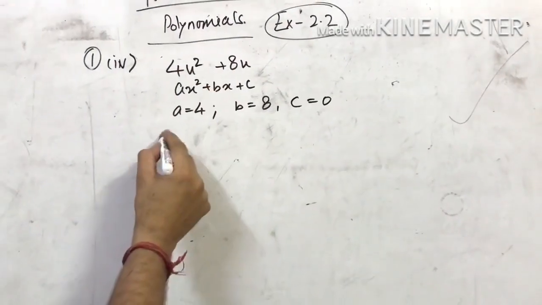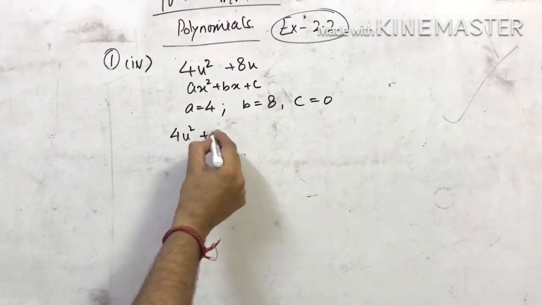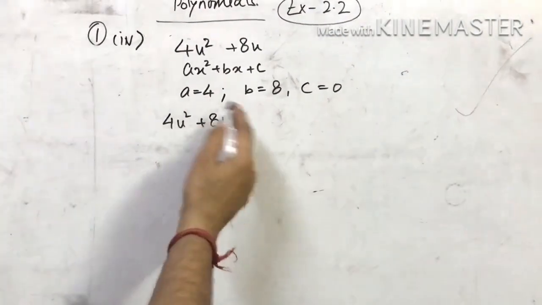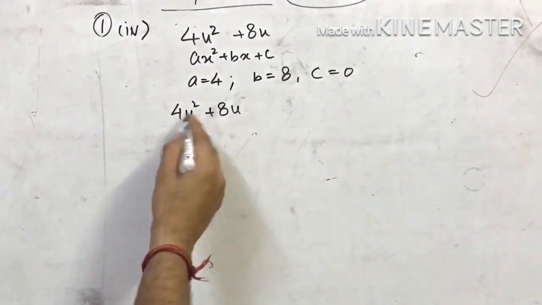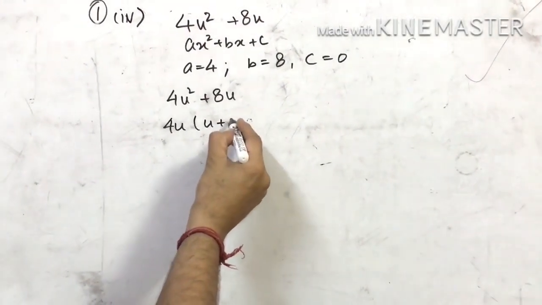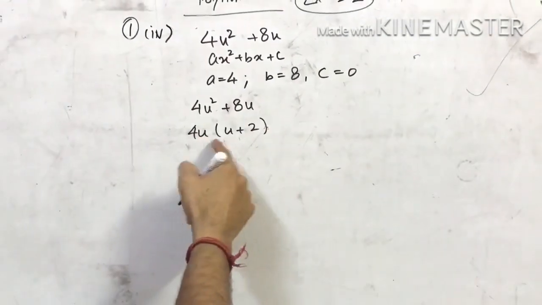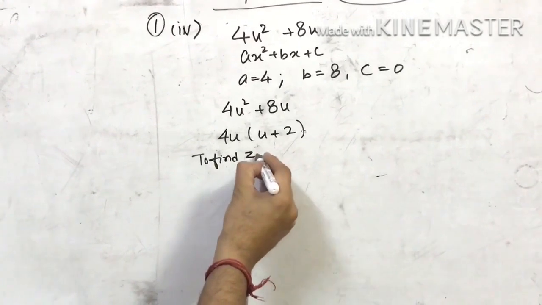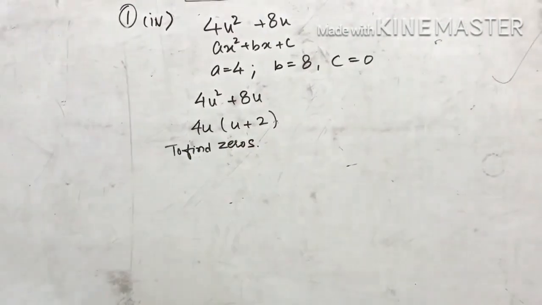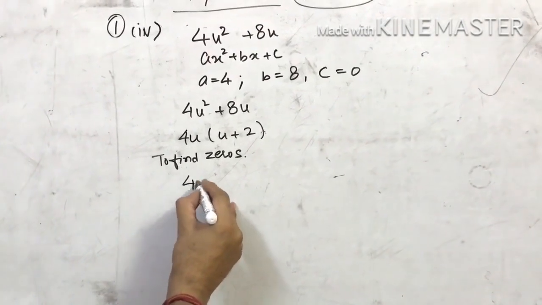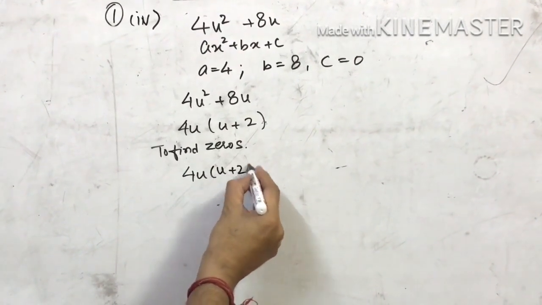Now to solve this equation, 4u square plus 8u. When there is no constant term, you can't multiply a and c and find the factors. So you take common 4u from it. You will get this. Now to find zeros of a polynomial, you have to put it equal to 0, as you have done in 9th class. So 4u into u plus 2 is equal to 0.